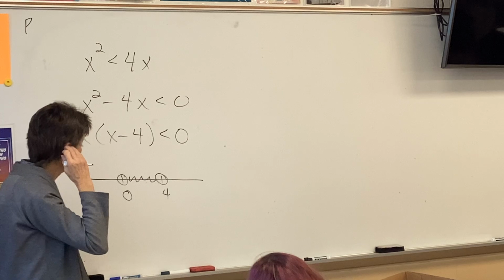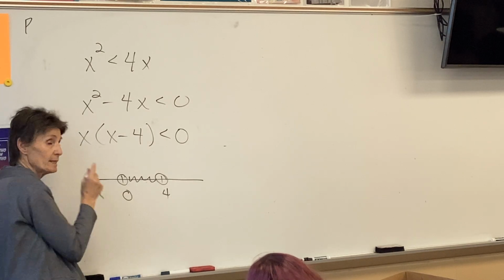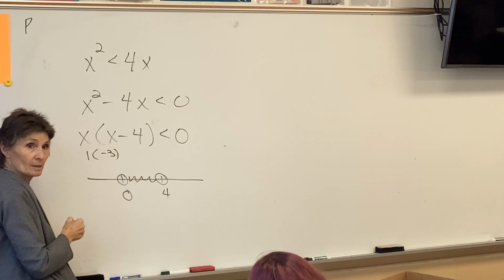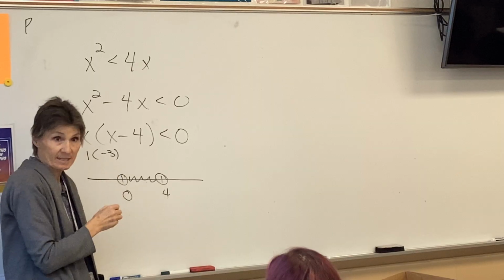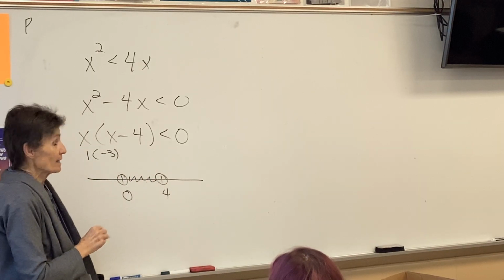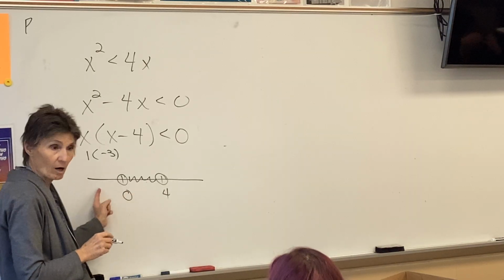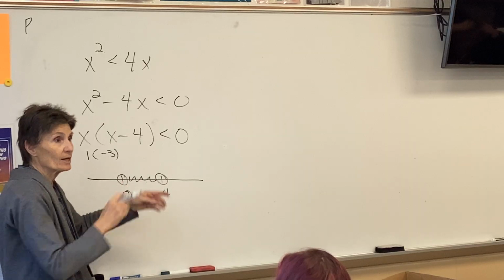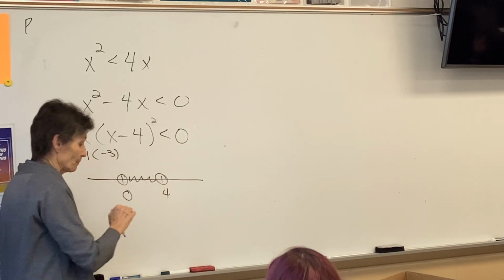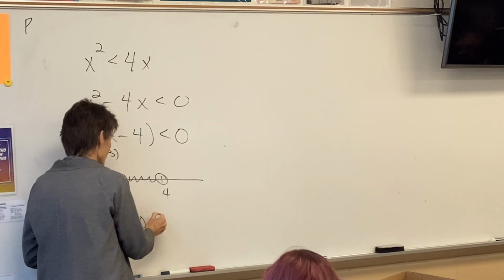So for example, Zion, if you picked 1, you would have 1 times negative 3. And that is less than 0, so you would shade that part right there. And as long as we don't have any squares, if we shaded there, we aren't going to shade here. It always alternates unless you have that. It always alternates. So my answer is between 0 and 4.